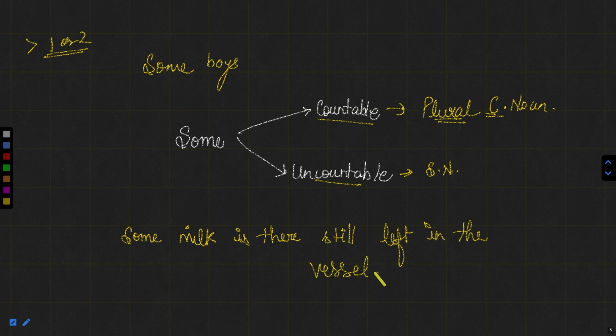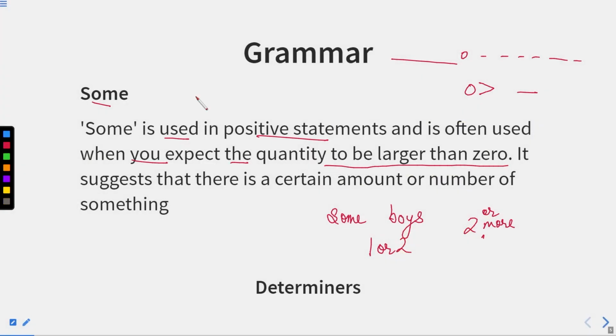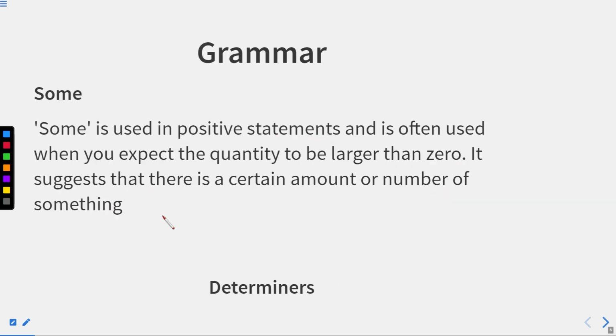But if I say, can you see some boys over there? Now I cannot say some boy. I will say some boys. Some is always followed by a plural noun and plural form of verb if the nouns are countable. That is a good point about some, that it can be used with both countable and uncountable nouns. Now let us get back to the slides. So some suggests that there is a certain amount or number of something.